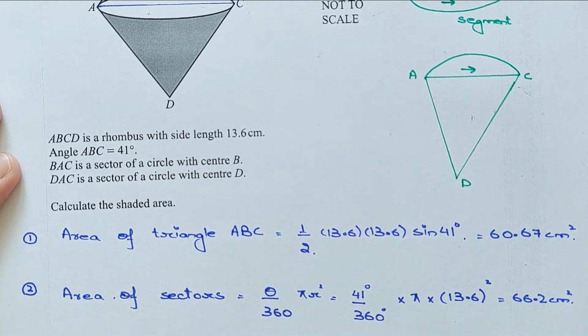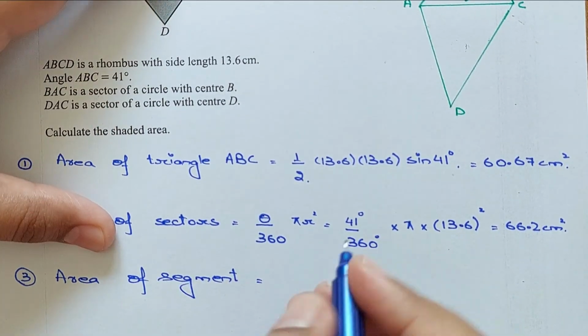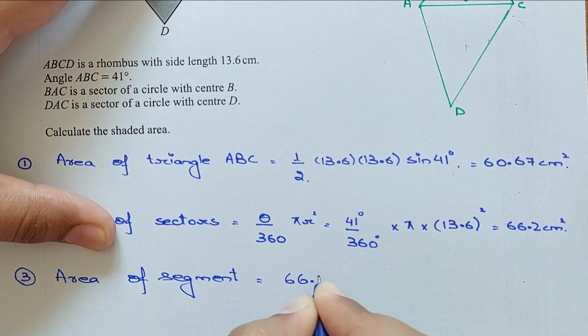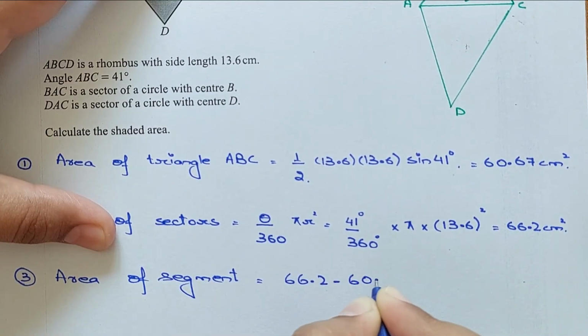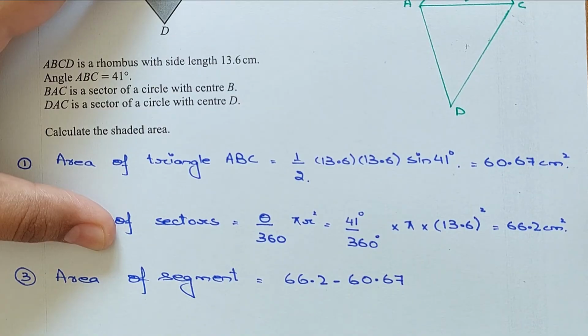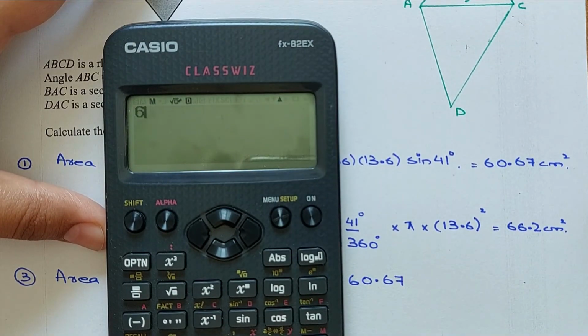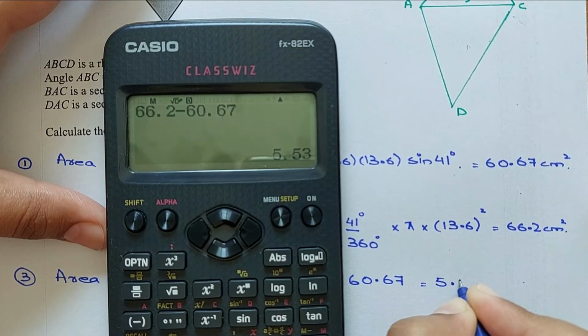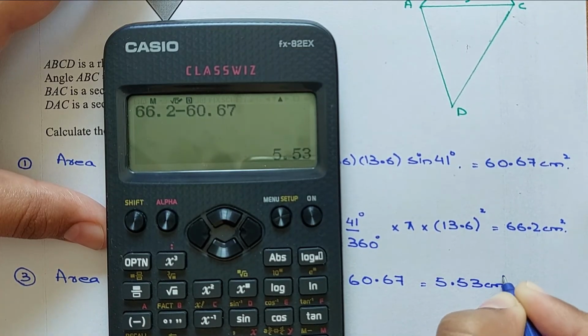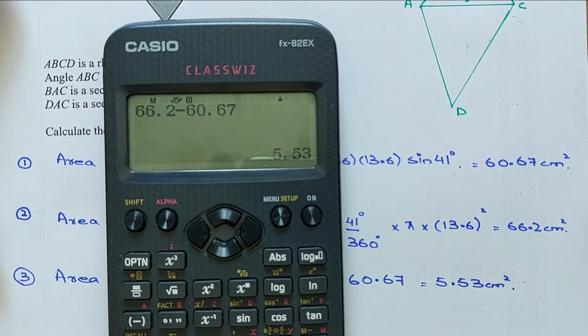All right, now the third step is the area of a segment. The area of a segment is the sector area, subtract the triangle area, right? The sector area is 66.2, minus the triangle area, 60.67. So 66.2 subtract 60.67 is 5.53 centimeter square. That is the area of the first segment.